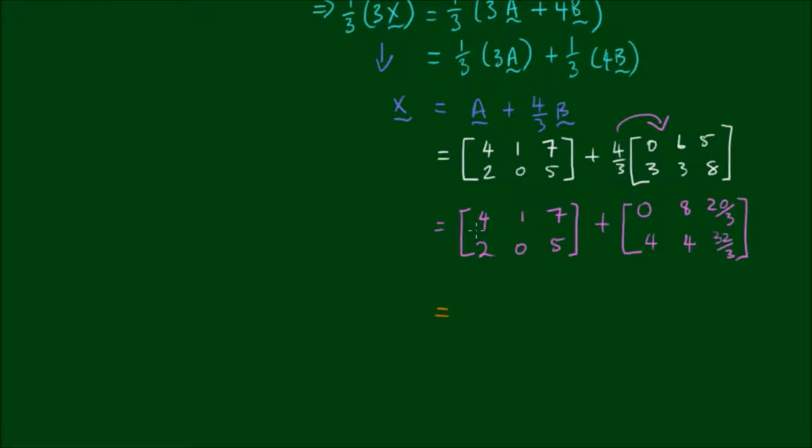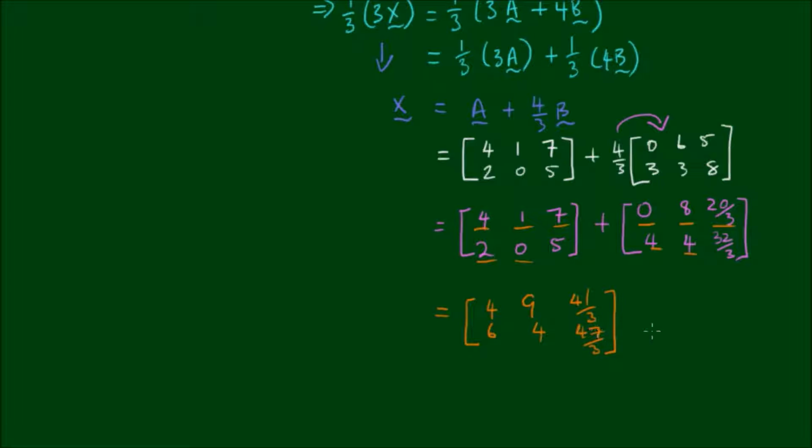And to finish, we simply then add the two matrices. So 4 plus 0 equals 4. 1 plus 8 is equal to 9. 7 plus 20 over 3 is equal to 41 over 3, 2 plus 4 is equal to 6, 0 plus 4 is equal to 4, and 5 plus 32 over 3 is equal to 47 over 3.